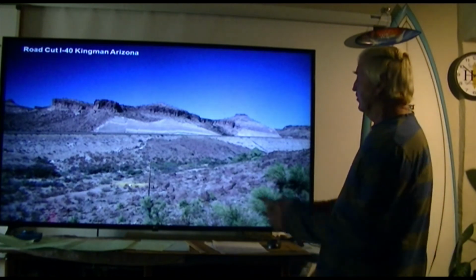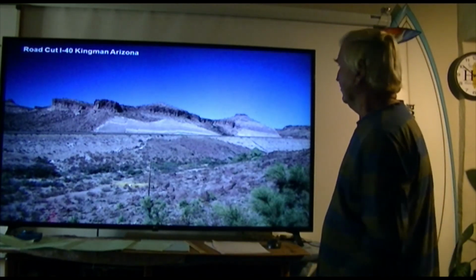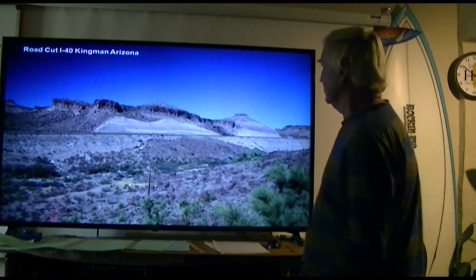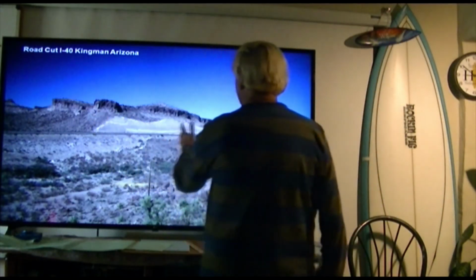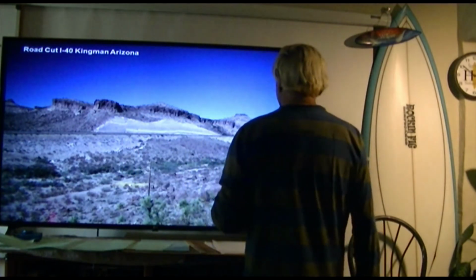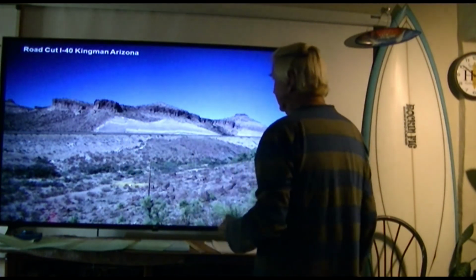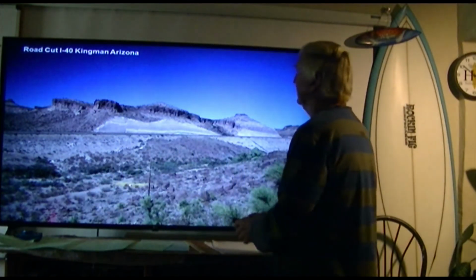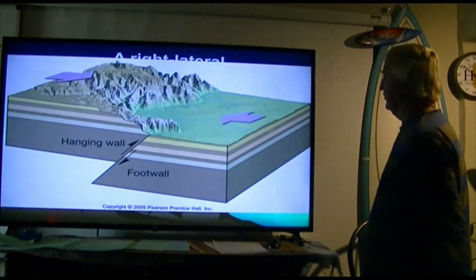And so here's a neat road cut. I was on I-40 one time and I just had to go back and get this picture from a distance. So you can see this is a road cut here, and there's a fault here, there's another one there. And in this case, these are actually reverse faults. These rocks have been pushed upwards, creating these reverse faults.